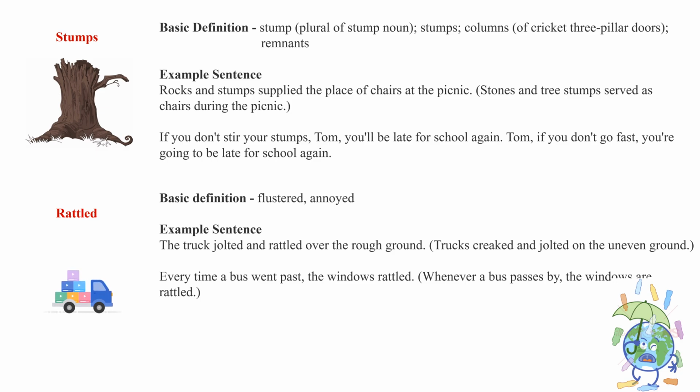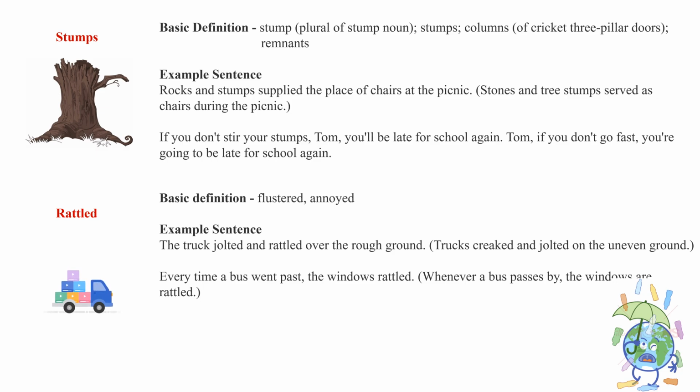Second one is, if you don't stir your stumps, Tom, you will be late for school again. Here you will see that the word stumps is used with another meaning. It means that Tom is half done and very late, and so his mother says, if you don't stir your stumps, Tom, you will be late for school again. So it means he has to go fast. Otherwise, he'll be late for school.